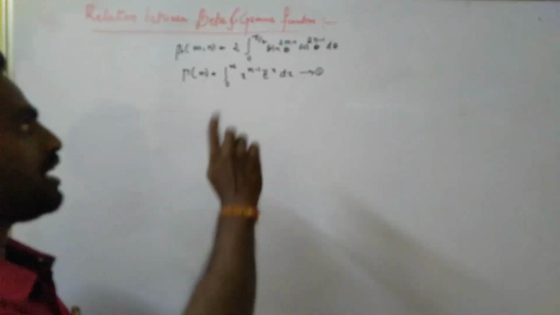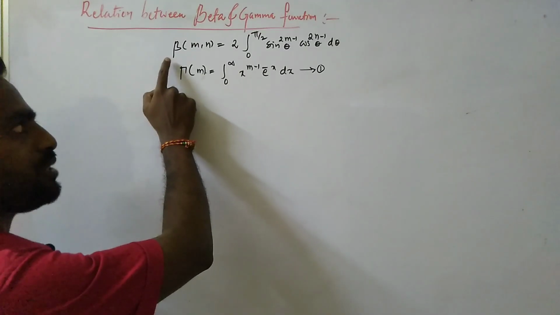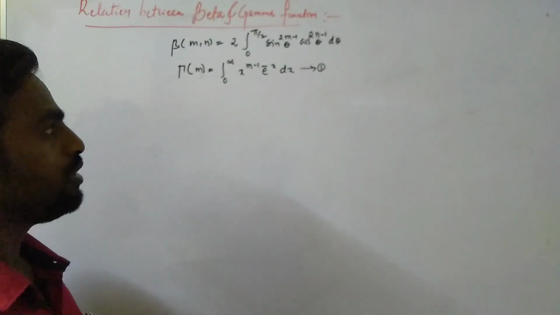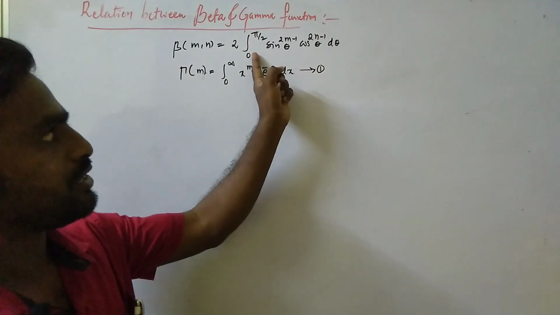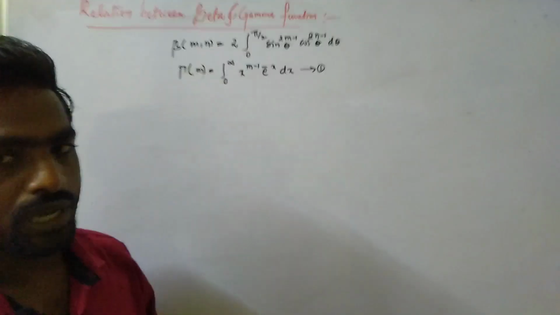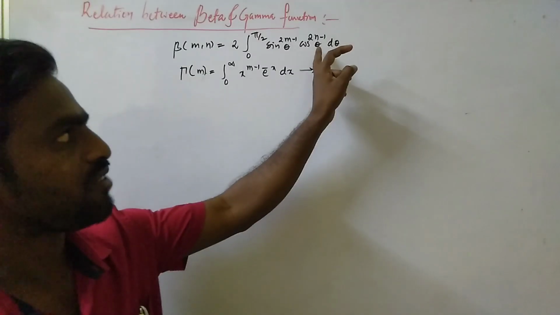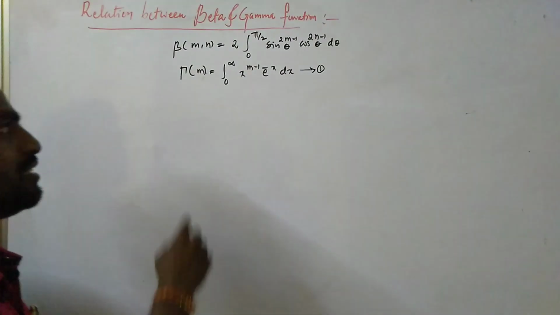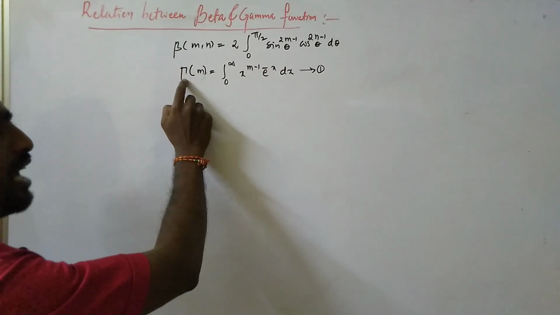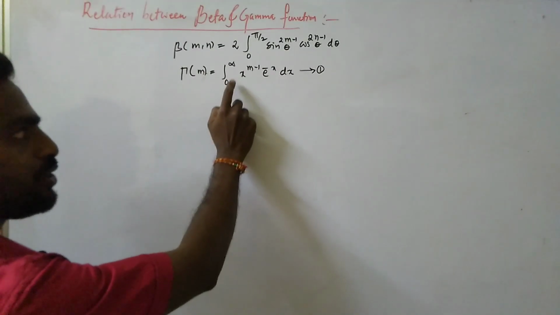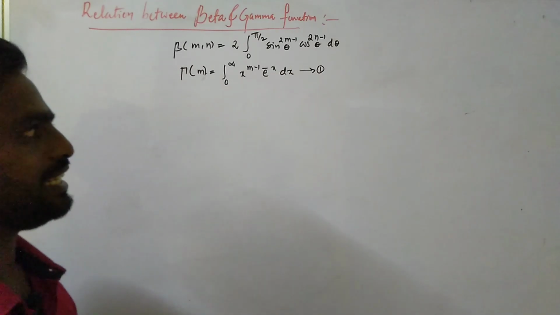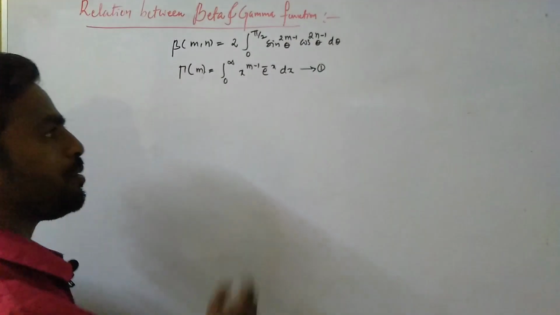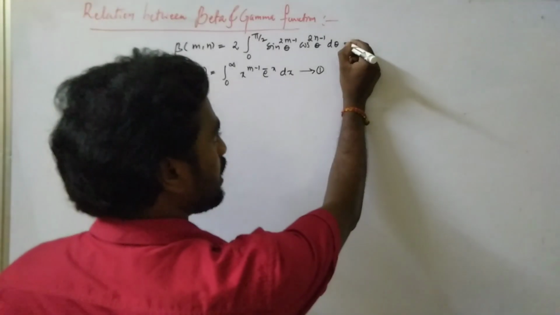See here, we already discussed the beta function. Beta of m comma n, in the polar form, in trigonometric terms, is 2 into integral 0 to pi by 2 sin power 2m minus 1 cos to the power of 2n minus 1 theta d theta. Next, the gamma function can be written as gamma of m equal to integral 0 to infinity x to the power of m minus 1 e power minus x dx. First one is the beta function and second one is the gamma function.